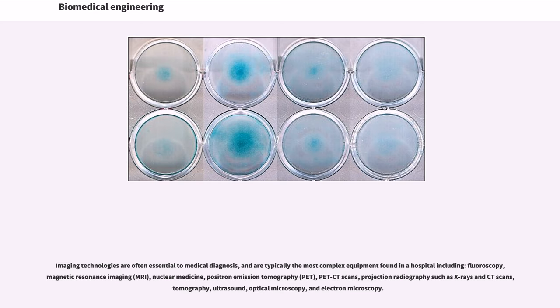Imaging technologies are often essential to medical diagnosis and are typically the most complex equipment found in a hospital, including fluoroscopy, magnetic resonance imaging (MRI), nuclear medicine, positron emission tomography (PET), PET-CT scans, projection radiography such as X-rays and CT scans, tomography, ultrasound, optical microscopy, and electron microscopy.